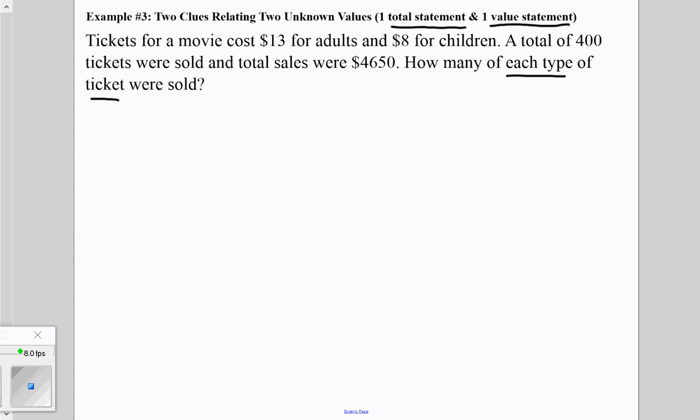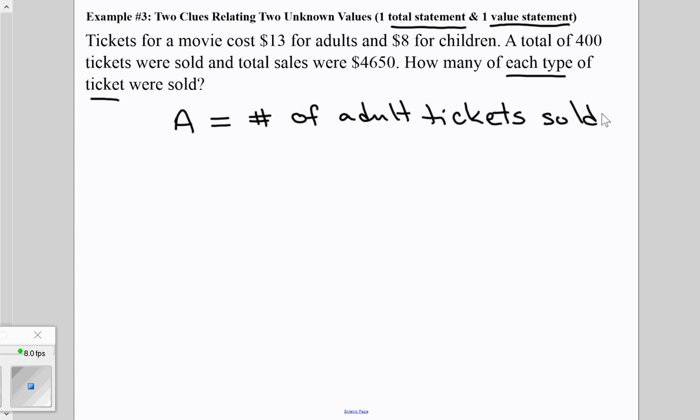If you read through the question, you'll see that there's two types. You can have tickets for adults, so we'll use the letter A to represent the number of adult tickets sold. So keep in mind it's not the price of the adult tickets, we have that information. It's the number of adult tickets sold. And C will be the number of child tickets sold.